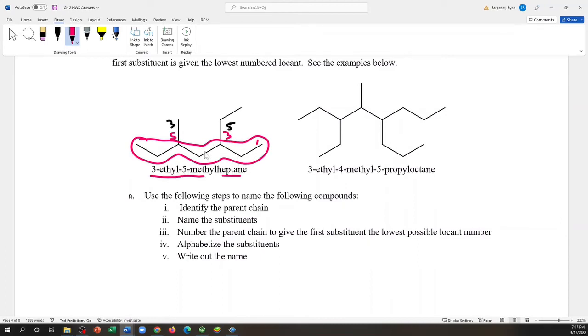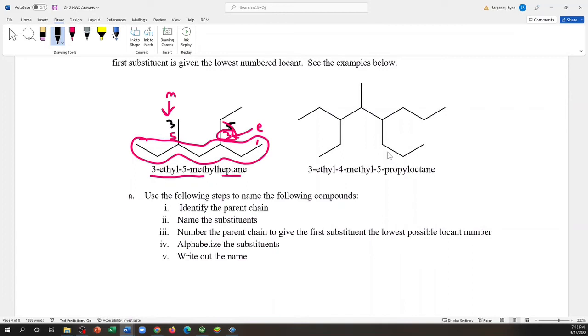And the reason for that is if the numbers are the same going in either direction, then the way we break the tie is by comparing alphabetically the 2 lowest numbers. So in the pink, the 3 refers to an ethyl group, so that's an E. And in the black, if we start from the left and number over, that 3 is a methyl group, so that's an M. E comes before M, so I'm going to choose this system of nomenclature right there.